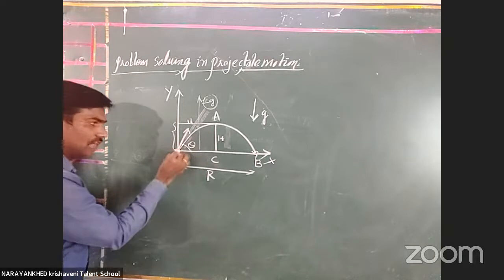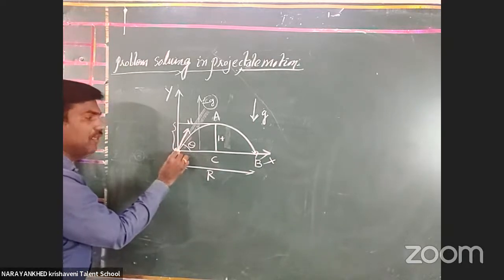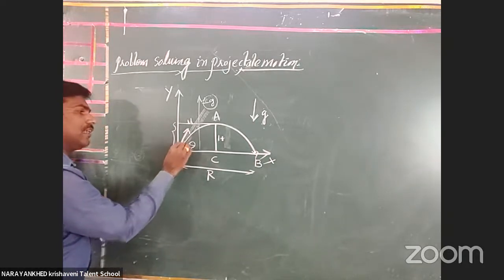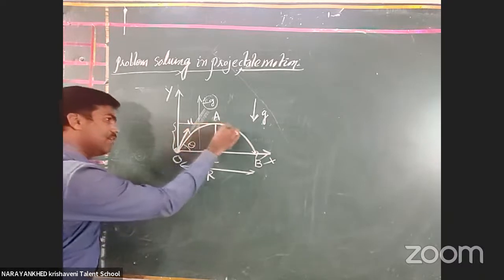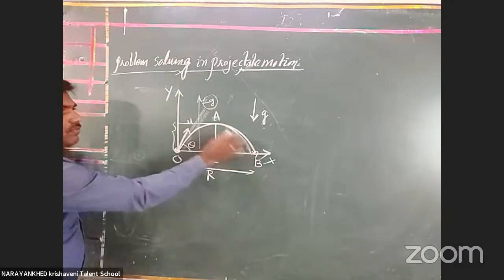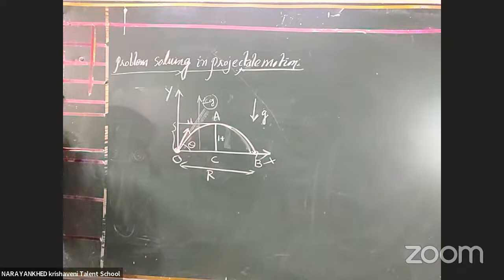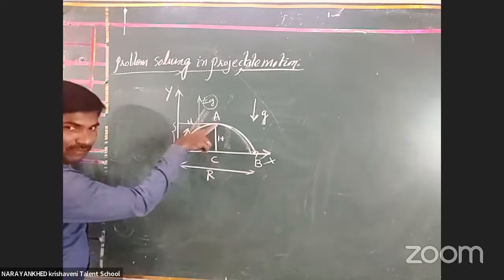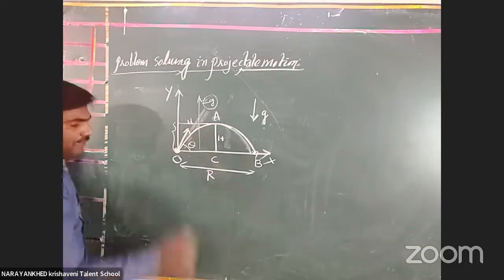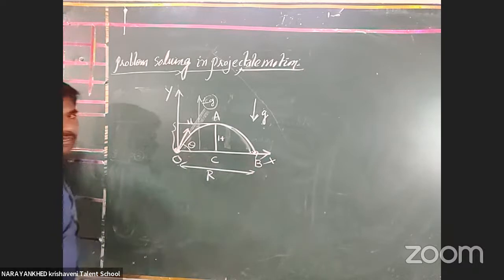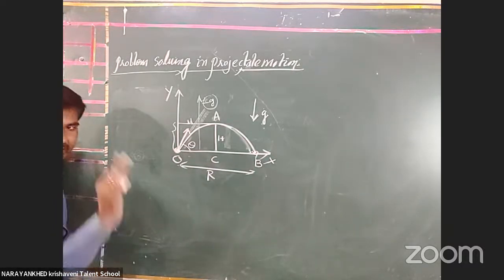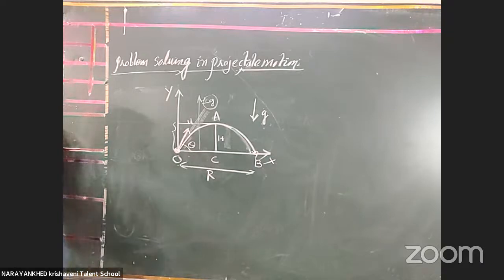One body is started at a point O. It moves along one particular direction as a projectile motion. It selected this path, O A B. It is a projectile motion. O A, the A, is the maximum height reached by the body. And R is the distance from O to B, the maximum distance possible for our projectile body on the x-axis. This is called the range.